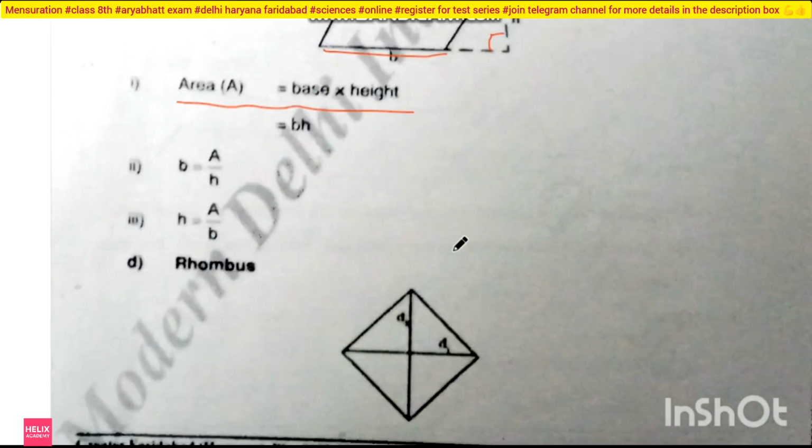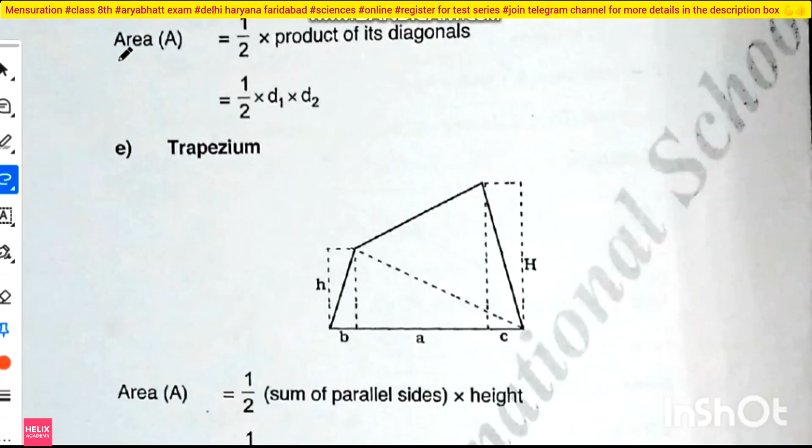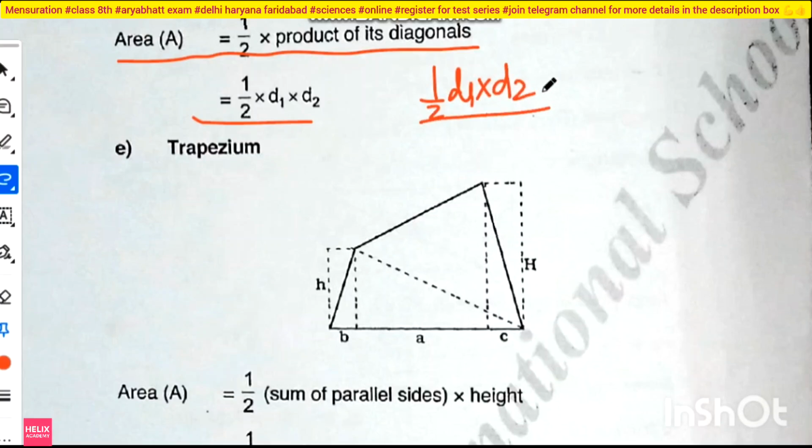Now see, next is rhombus. A rhombus is like a square, but the angles are not 90 degrees, right? This is the definition of a rhombus. If I join the two diagonals, this one and this one, and name them d1 and d2, these are the diagonals of a rhombus. Then the area of the rhombus will be half d1 into d2. Clear? Area of the rhombus.